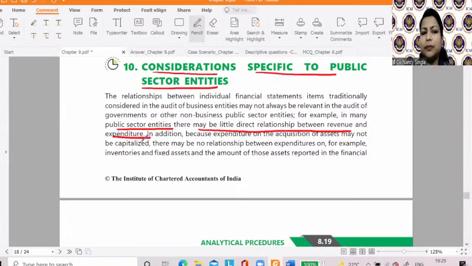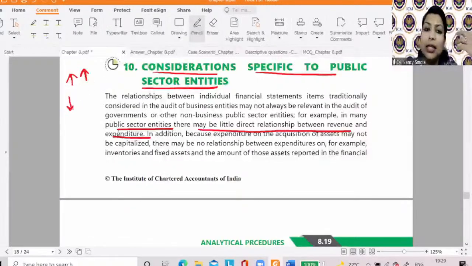Okay? So can I say that in many public sector entities, there may be little direct relationship between revenue and expenditure. Let's take an example of Indian Railways and compare it with a profit-making organization. First, let us take a profit-making organization. If the sales are increasing, there will be an increase in profits. And when there is a recession in the market, all the profit-making organizations, which are non-public sector entities, go for retrenchment of employees. However, in the case of public sector entities, there is no retrenchment.